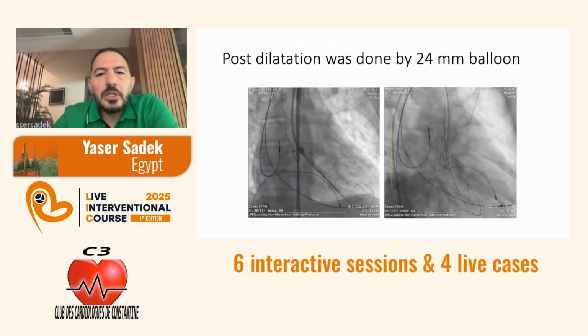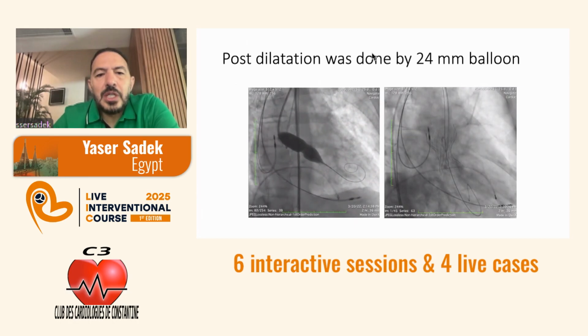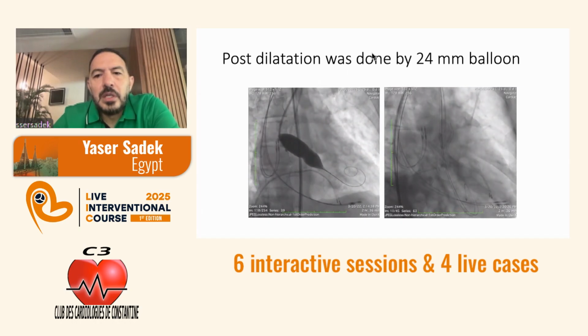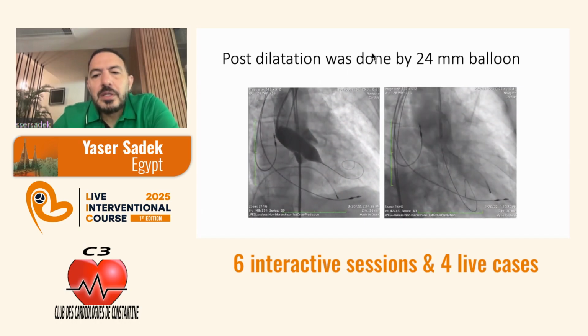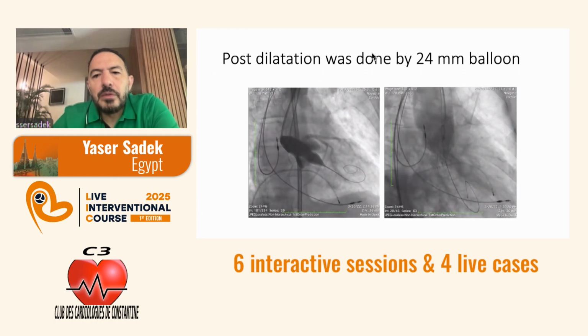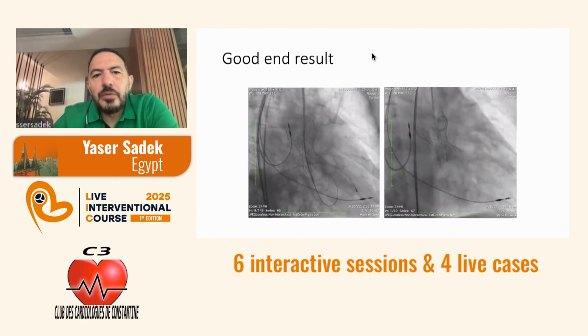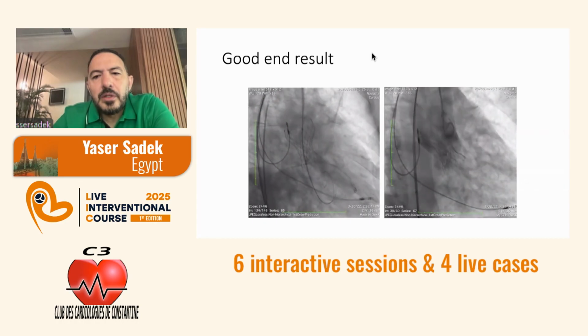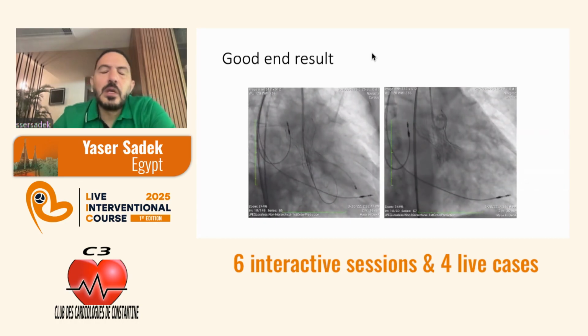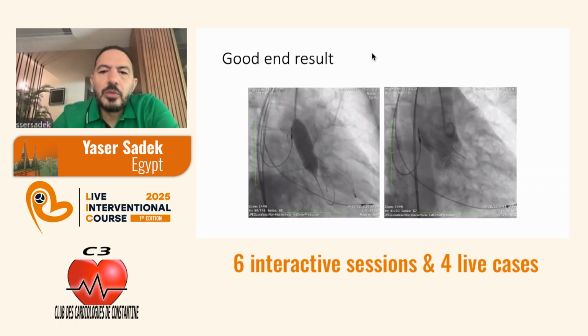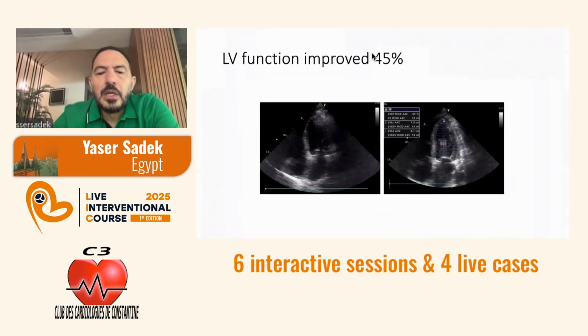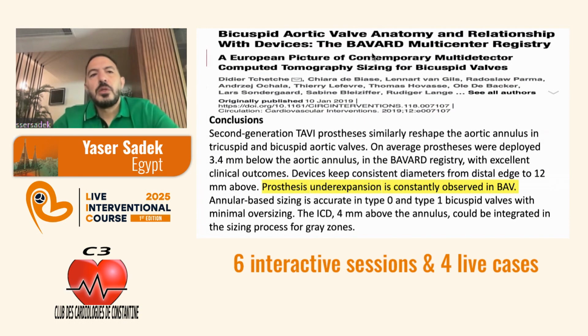This is pre-dilatation. As you can appreciate, the valve is very tight, and here this is a typical form of the bicuspid aortic valve. This is another self-expandable valve, and post-dilatation, as you can appreciate here, and this is the final result with excellent positioning of the valve, and his LV function has improved.